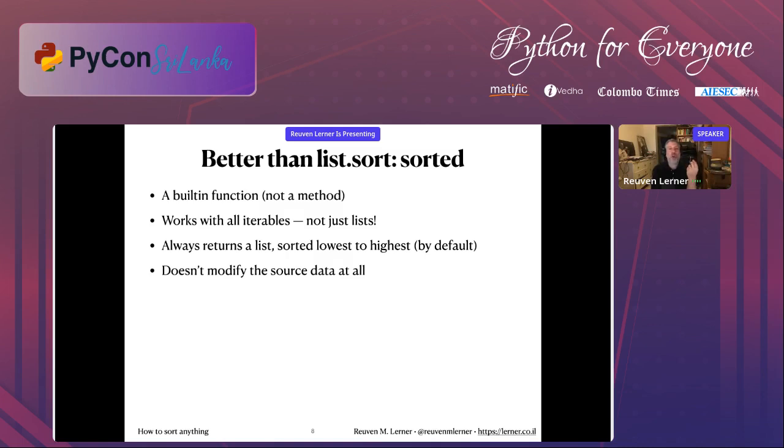And it works with all iterables. Anything that knows how to run inside of a for loop knows how to work with sorted, at least in theory. And it always returns a list sorted from lowest to highest and does not modify the source data at all. That is crucial. And that's why it can work with all iterables, including even with tuples. But I'm jumping ahead of myself. Let's see what we can do with sorted. So how are we going to use it?